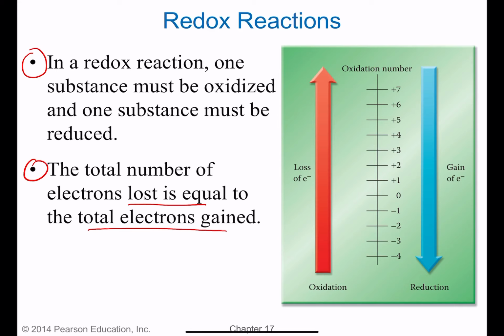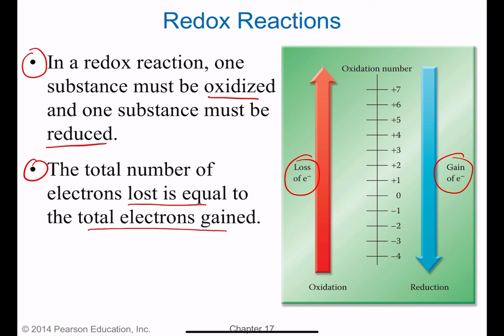But if something is losing electrons, something else must be gaining. If something is being oxidized, then something else must be reduced. So they always occur together. You cannot have something losing electrons and being oxidized if nothing is gaining those electrons and being reduced.